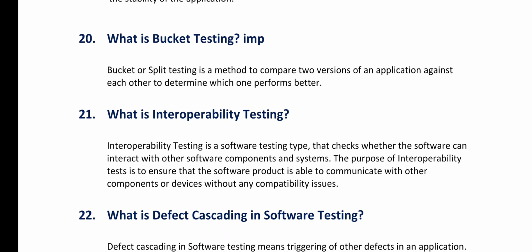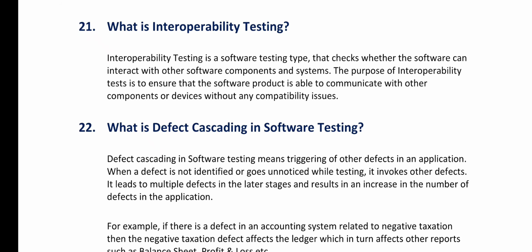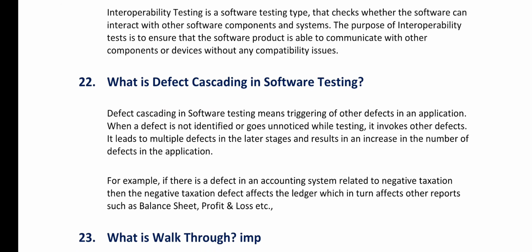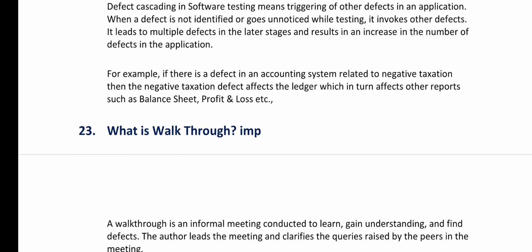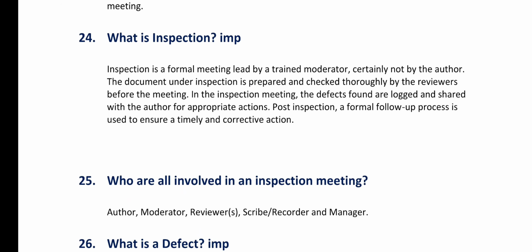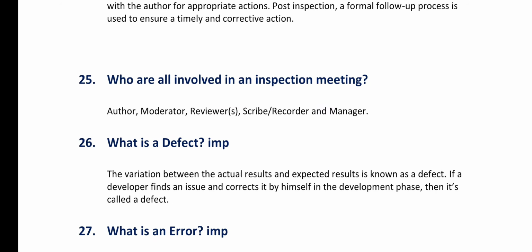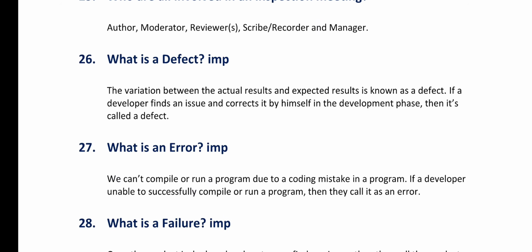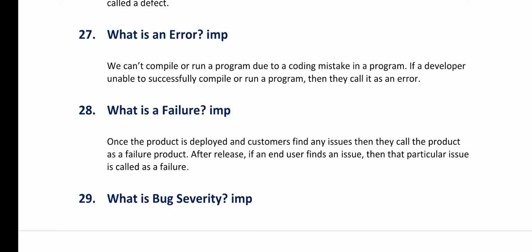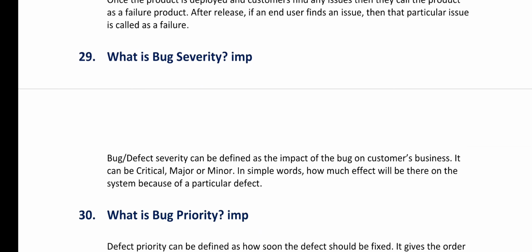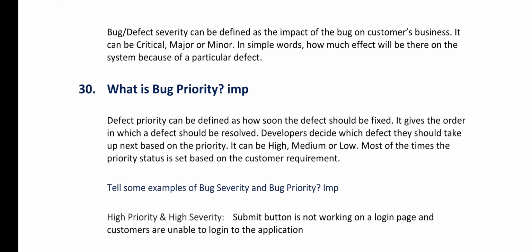What is bucket testing? What is interoperability testing? What is defect cascading? What is walkthrough? What is inspection? Who are all involved in an inspection meeting? What is a defect? What is an error? What is a failure? What is a bug severity? What is a bug priority?